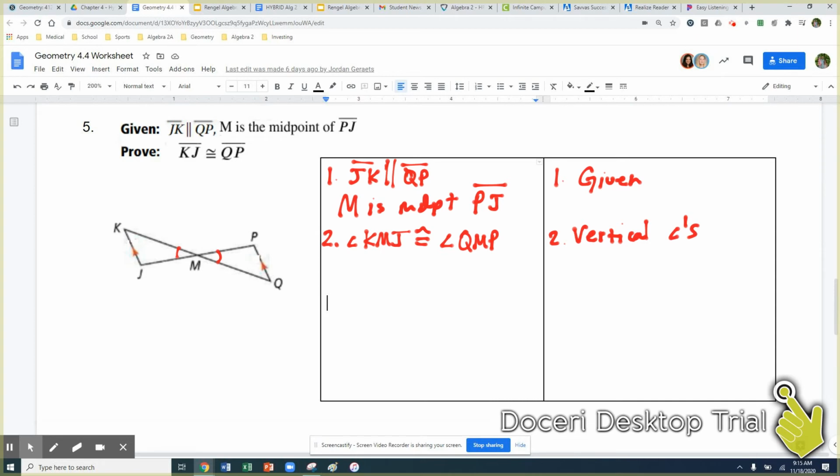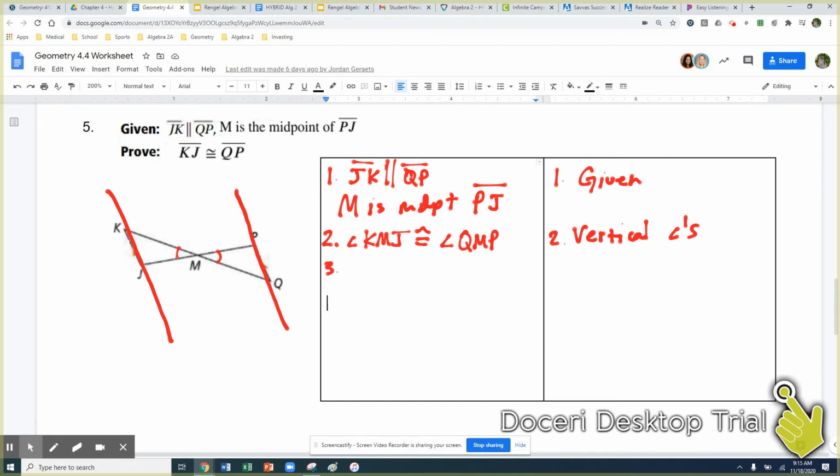Number three. So far, we've only got one set of angles. We still need two other pieces, either another side and an angle or two sides. We still got a little bit of work to do. Now, the next thing is the JK and QP are parallel. So QP over here and JK are going to be parallel. And just to kind of help visually, let's extend those lines out.